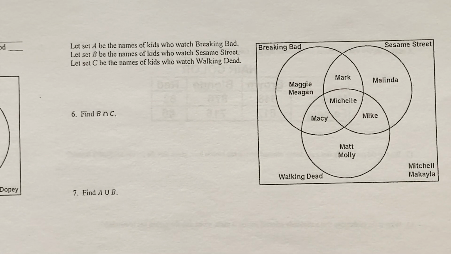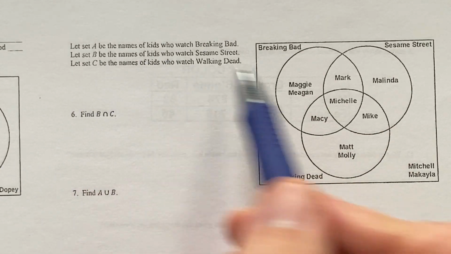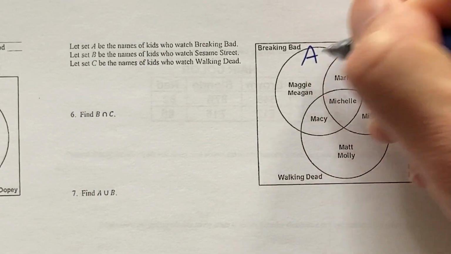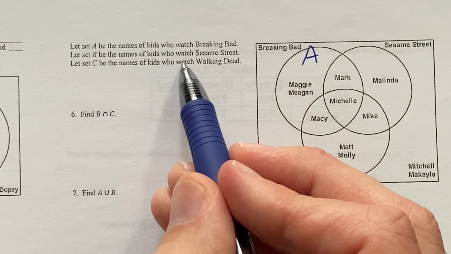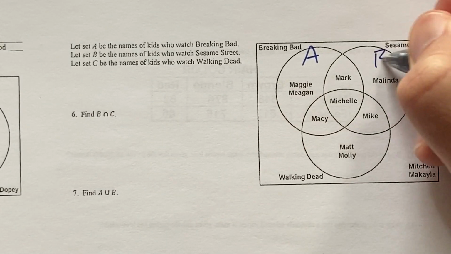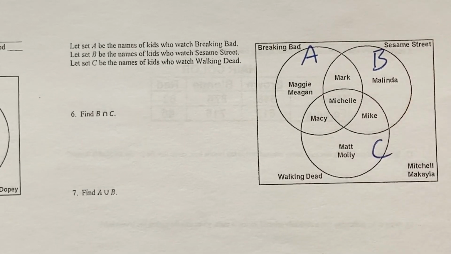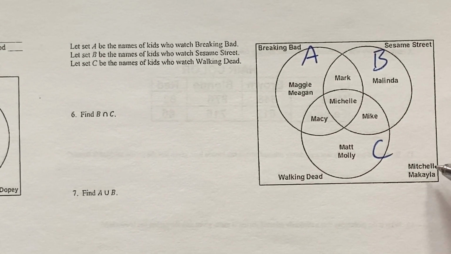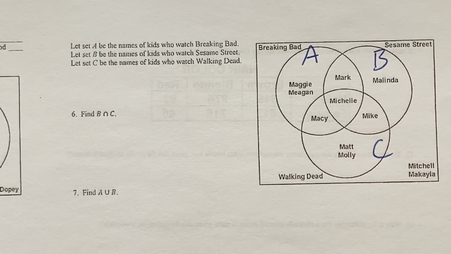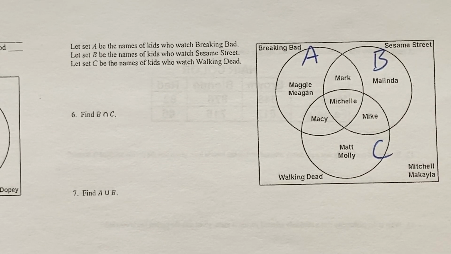Next, we're going to slide up here. All right, we got three of them. Let set A be the names of kids who watch Breaking Bad. So this would be set A. B, the name of kids who watch Sesame Street. Sesame Street right here is B. C, name of kids who watch Walking Dead. C right there. So it looks like Mitchell and Michaela don't watch those three television shows.